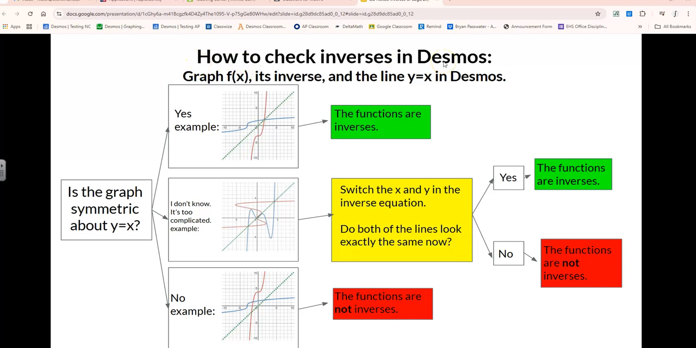How to check inverses in Desmos. So I made you a little chart here. What you're doing, we haven't done this middle thing right here in a minute, and I'll show you that in a second. Is the graph symmetric about y equals x? So if you get something like this, and you can tell, yes, it's symmetric about y equals x, the functions are inverses. Sometimes you'll be able to tell, no, definitely not symmetric here. So the functions are not inverses.